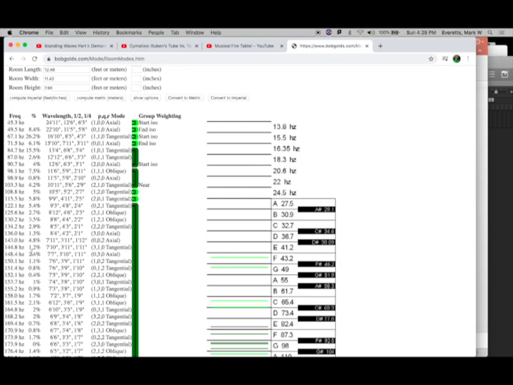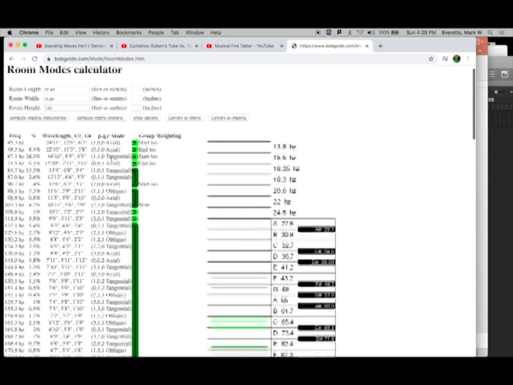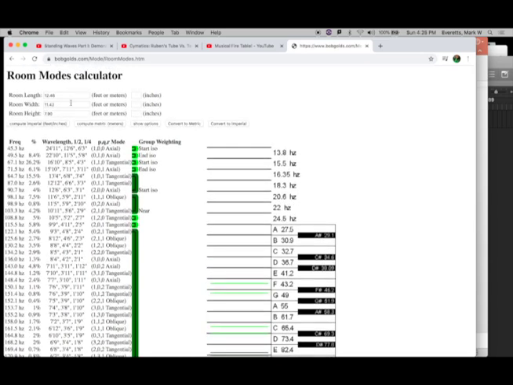which gives us fewer problem frequencies. Okay? If I go through and want to make a really, really bad room, the worst room that I could possibly make would probably be something along the lines of an 8-foot high ceiling that's 8 foot wide and 8 foot long, and so on. You get the idea. Which might be some of your bedrooms that you're trying to mix in.